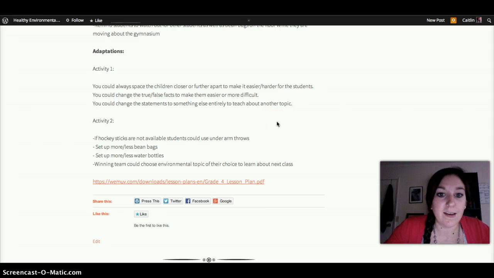Second activity, if hockey sticks aren't available, they could use underarm throws. You could set up more or less beanbags, more or less water bottles, or the winning team could choose the environmental topic of their choice to learn about in the next class.